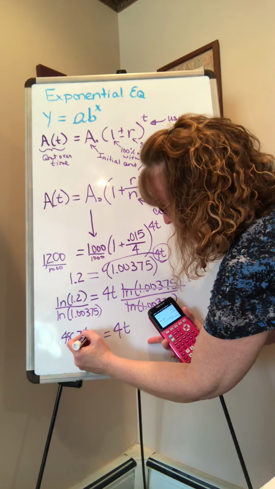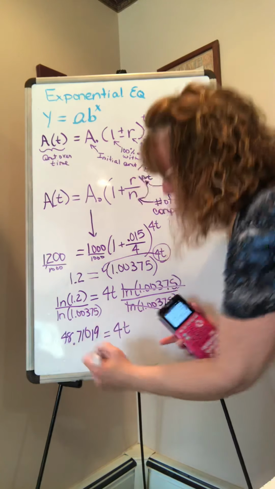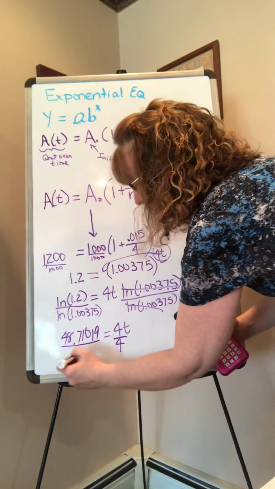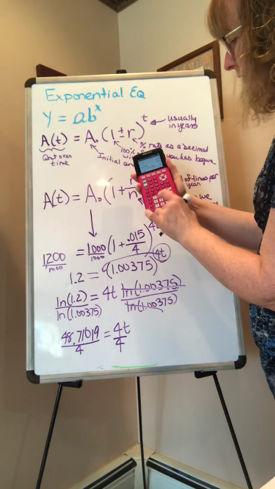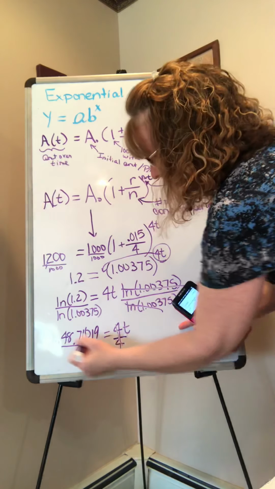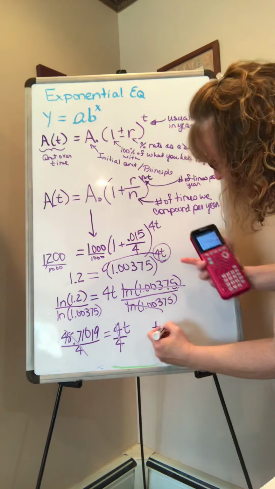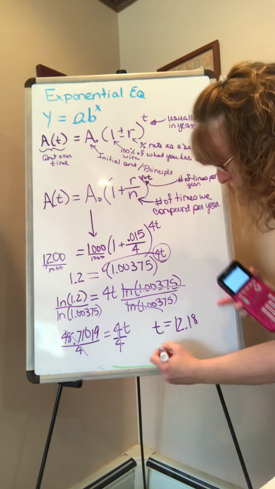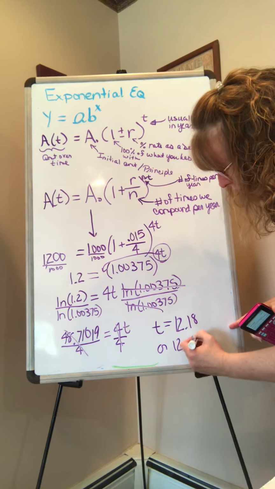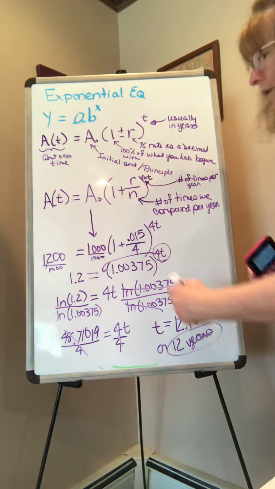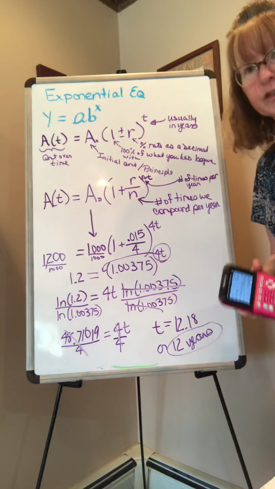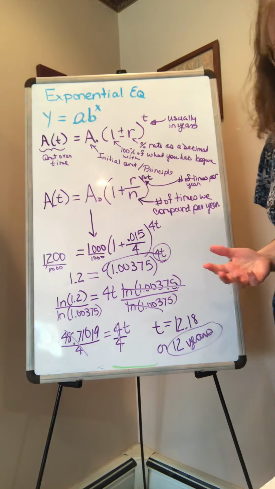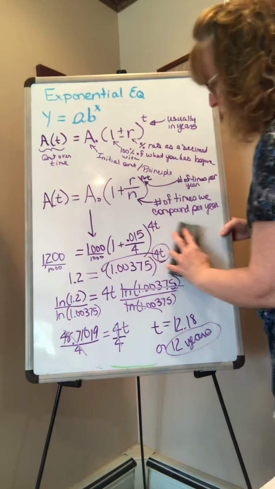48.710185, and I'm just going to go 19 because I'm out of room, but I'm leaving it on the calculator. I'm going to divide by 4. So now I'm going to divide this by 4, and I find that the time would be 12.18, or 12 years for me to earn $200 in interest. 12 years, that's crazy. But again, savings accounts, they don't give you a lot of money. So that was the next one that we did.